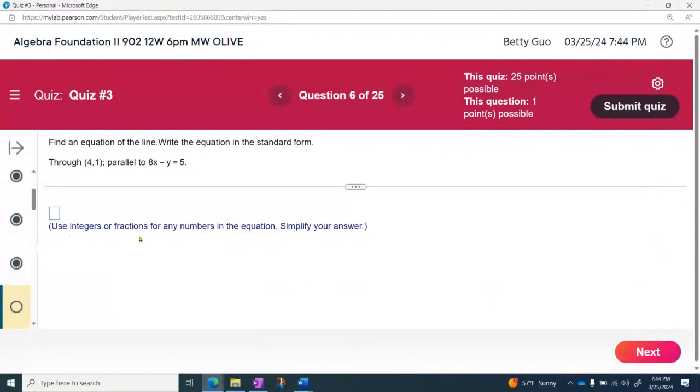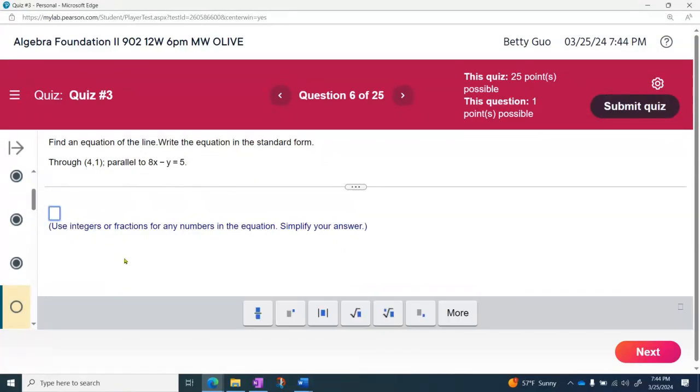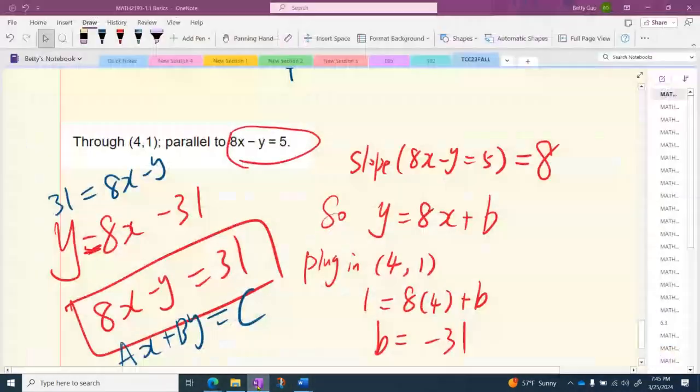You must read the information in the parentheses. Use integers or fractions for any numbers in the equation. Simplify your answer. Find the equation, write the equation in standard form. You have to write it in standard form. What's the standard form? 8x minus y equals 31.